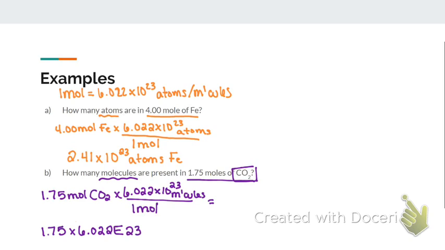So again, rounding this off to 2 decimals, I get 1.05 times 10 to the 24th. If I eliminate units here, moles cancels out, so I have a unit of molecules. And again, my what is carbon dioxide.